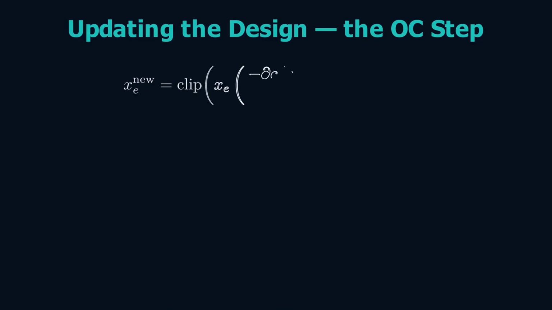With an exact gradient in hand, how do we update the densities? The classic answer is the optimality criteria update. Push material toward the elements with the highest strain energy, while holding the volume exactly on budget. The volume is enforced by a single multiplier lambda, found by bisection. Guess lambda, apply the update, check the volume, repeat until it lands.